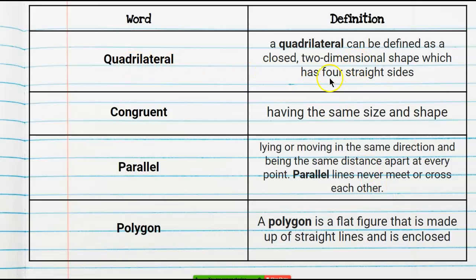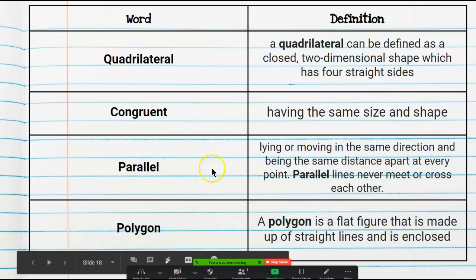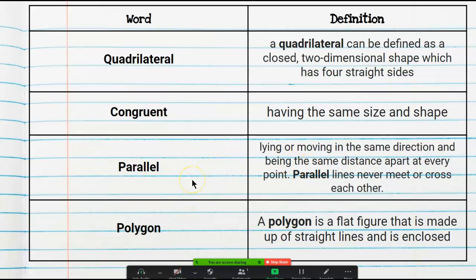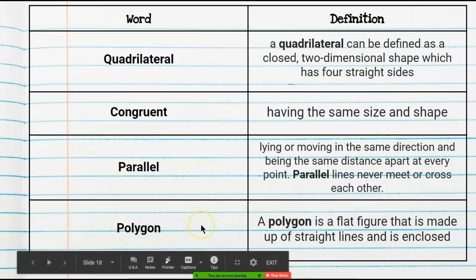I know that because these 2 lines are parallel, but these 2 lines are not. So again, quadrilaterals have 4 straight sides. Congruent means same size, same shape. Parallel lines means those lines are going up and down, side to side, and they are never going to touch. And then we've been talking about the definition of a polygon all week.